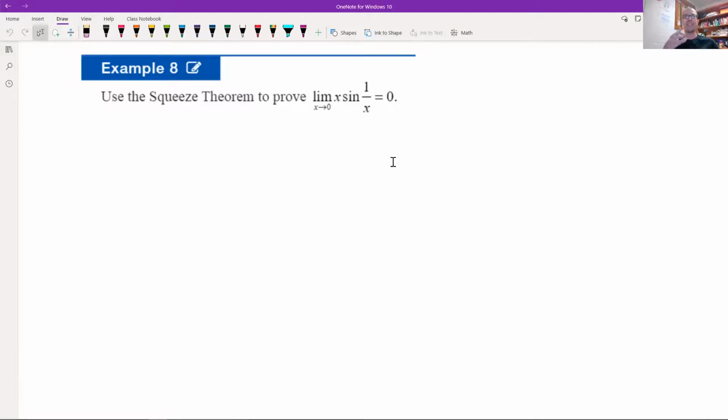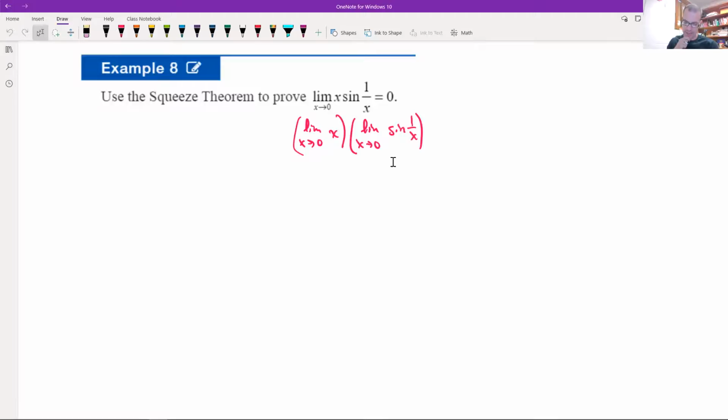So if you were to encounter this thing in the wild, one of the things that you might try is the product limit law, which means, hey, we've got x times the sine of 1 over x. What if we looked at each of those individually? And pretty quickly, we will see that this won't be too helpful. We would have the limit as x goes to 0 of x, and we'd multiply that times the limit as x goes to 0 of the sine of 1 over x.